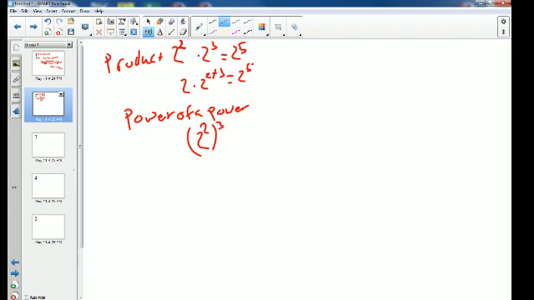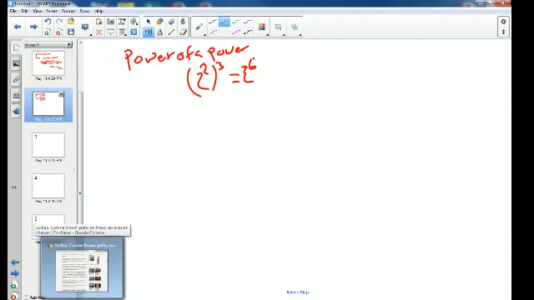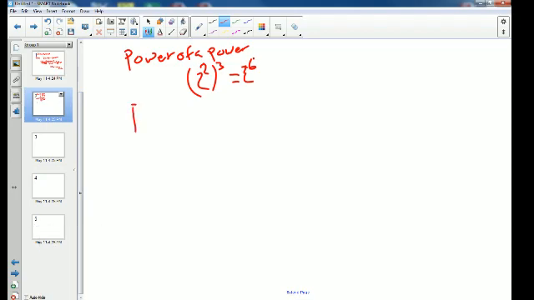The next one is the power of a power. When you have a power of a power, you multiply your two exponents, so it would be 2 to the sixth power. Next is power of a quotient. Quotient is just a fancy word for division.